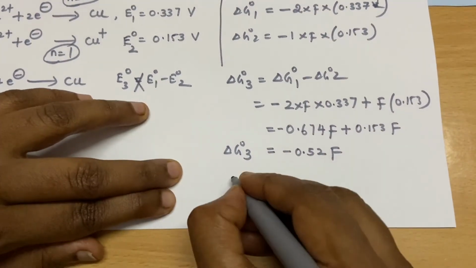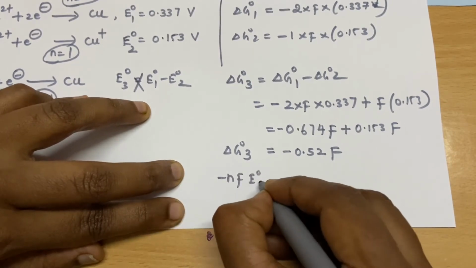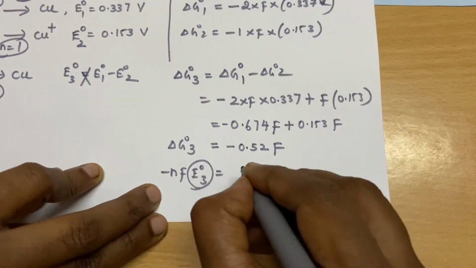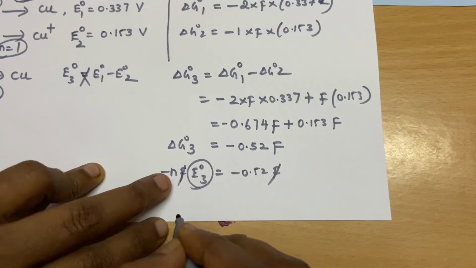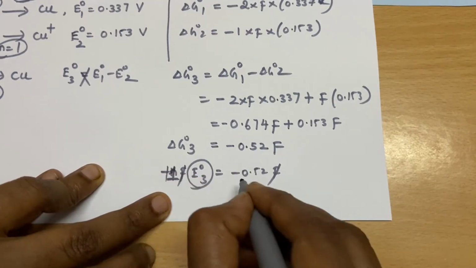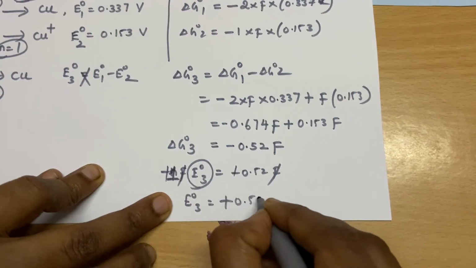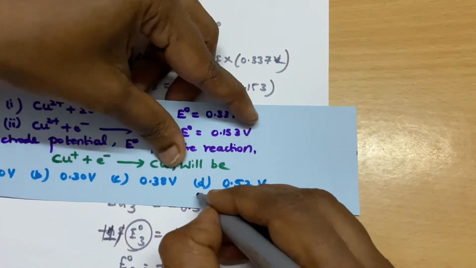What is del G naught 3, students? Minus NF E naught 3. So we have to find out this, so that will give the EMF of that equation, isn't it? So 0.52F. F gets cancelled, and N value is 1 here. So minus also gets cancelled. So E naught 3 is equal to plus 0.52 volt. So the option is this one.